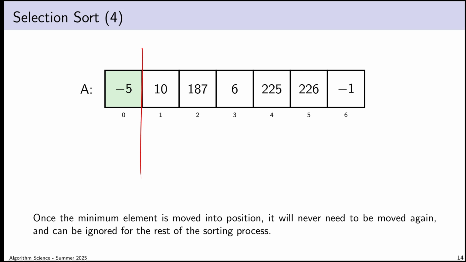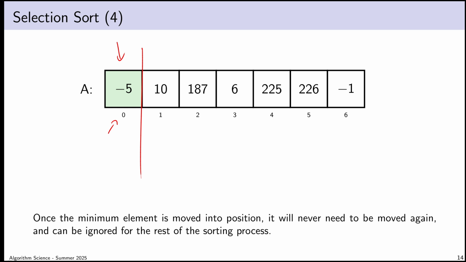I now have an array that is sorted up to the end of index 0. So one element of my array is in its final sorted position. That's interesting to note. Not only do I have a one element sorted array at the beginning of my sequence, but -5 will never move. That is where it's going to be in my final sorted order.